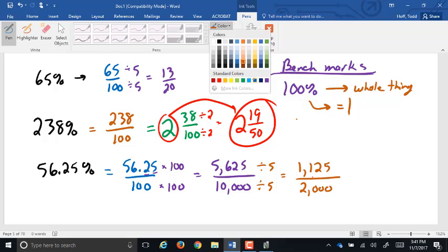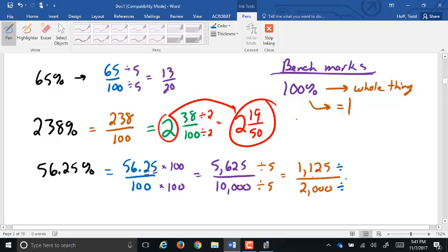What can they both still be divided by? 5 would work again. 1,125 divided by 5 would be 225, I should say. 2,000 divided by 5 would be 400. They can both still be divided by 5, but there's something bigger. 25. Good. 225 divided by 25 is 9. 400 divided by 25 is 16. So that gives us 9/16.